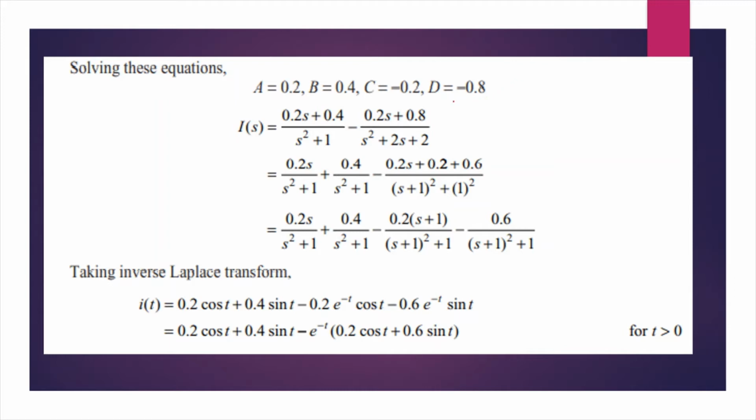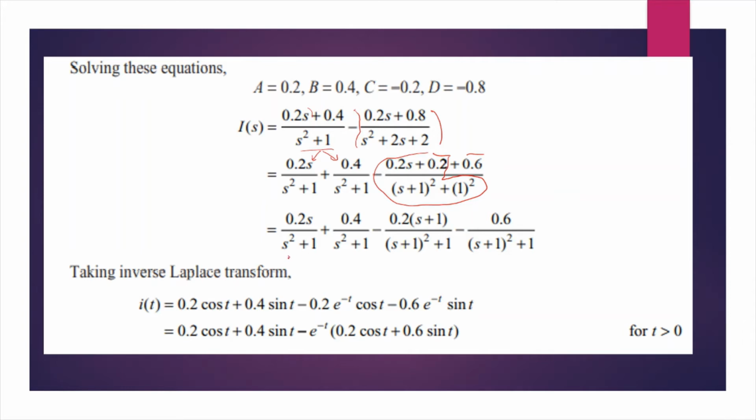After that, we will arrange it in such a manner that we can take the inverse. This term will not have a problem; we just have to split it into 2: the numerator 0.2 s by s squared plus 1 and 0.4 divided by s squared plus 1. But this other term we have to make into a format that we can take an inverse of, and that can be done by splitting 0.8 into 0.2 and 0.6. Then we split these two terms like this: 0.2 into s plus 1 divided by (s plus 1) the whole squared plus 1, minus 0.6 by (s plus 1) the whole squared plus 1.